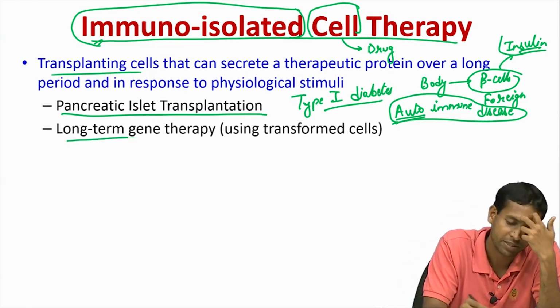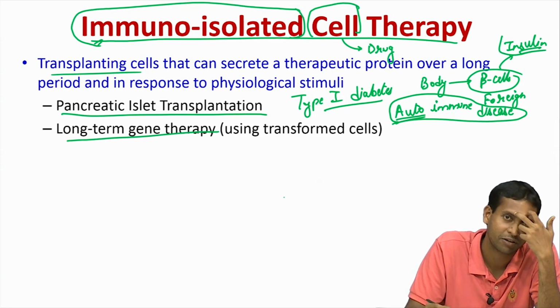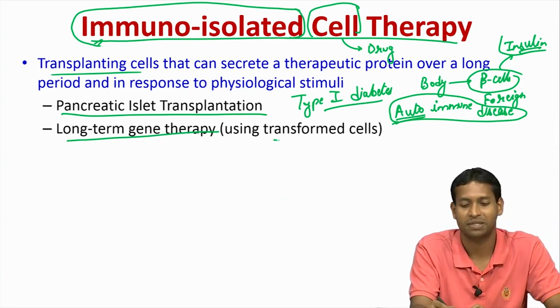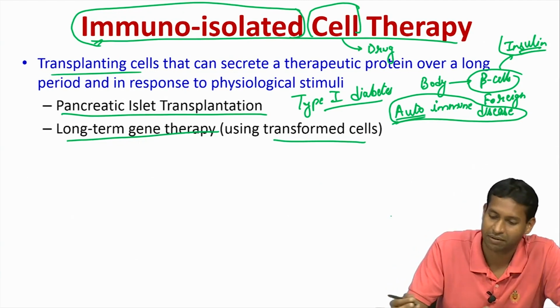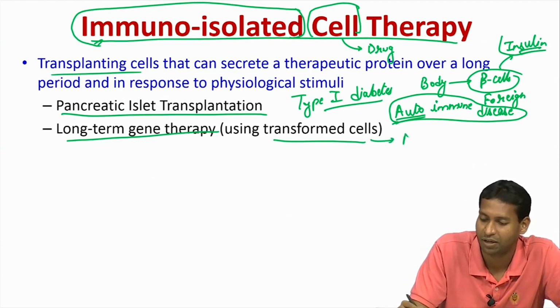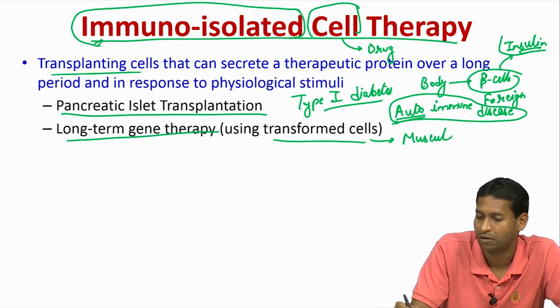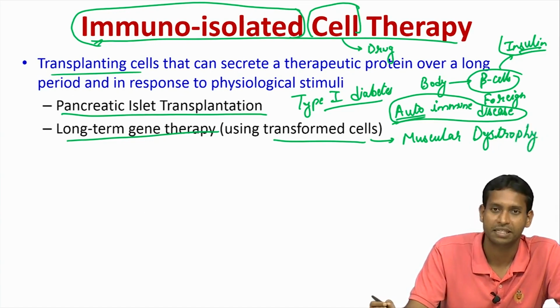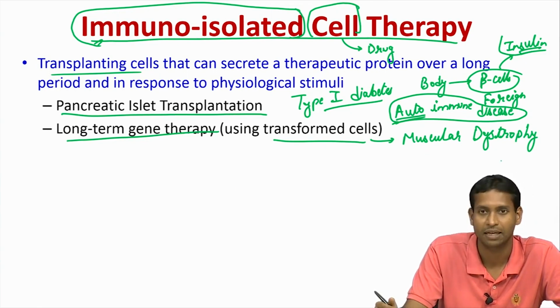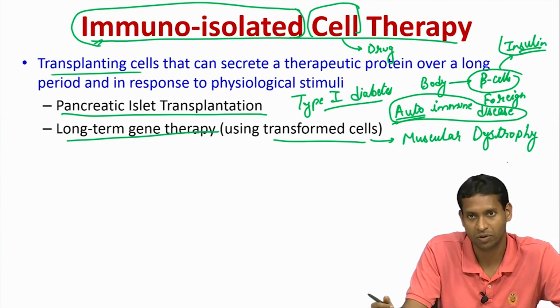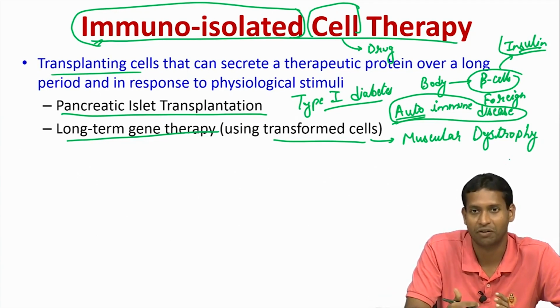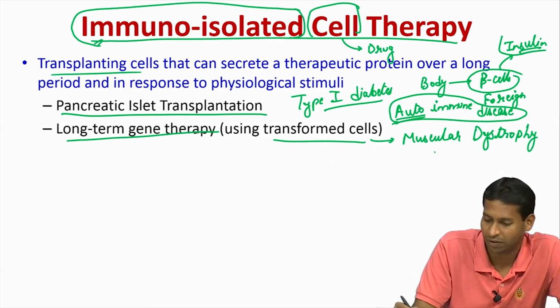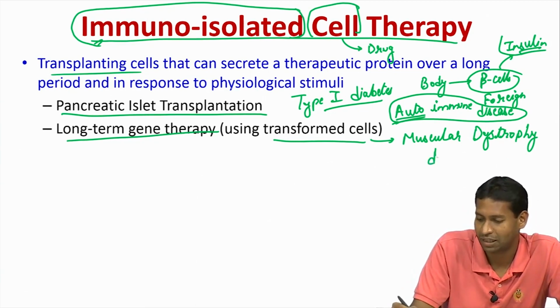There could also be long term gene therapy. So this was one. It could be, maybe I want to put some transformed cells. So let's take another case, muscular dystrophy. In this disease, what is happening is, one of the proteins that is responsible for the function of your muscle is either not getting produced, or is getting produced in some mutated form. One of the proteins that is widely involved in this is called dystrophin.